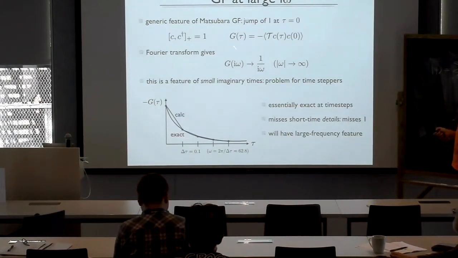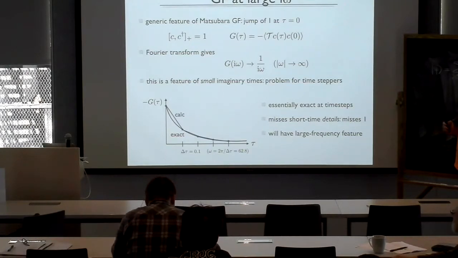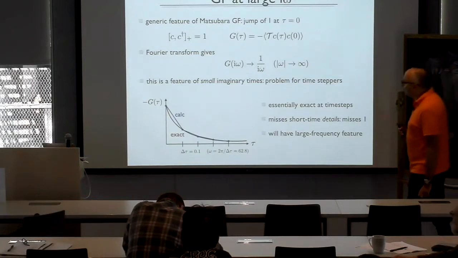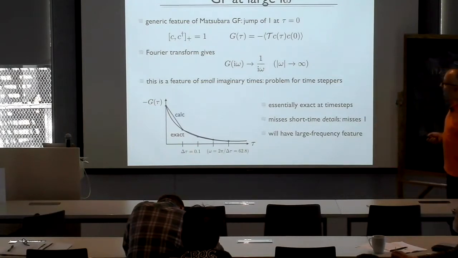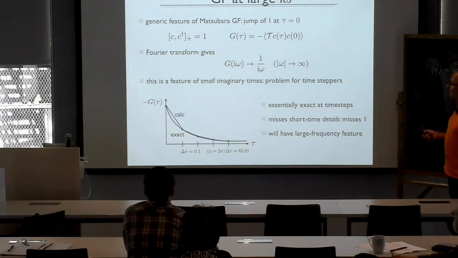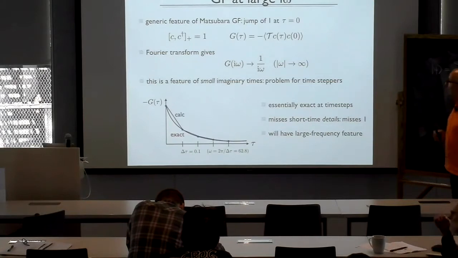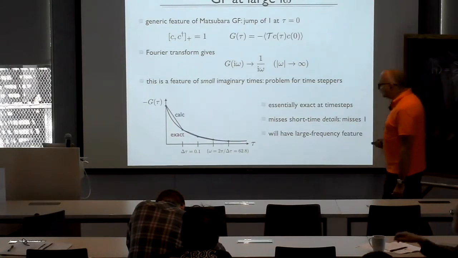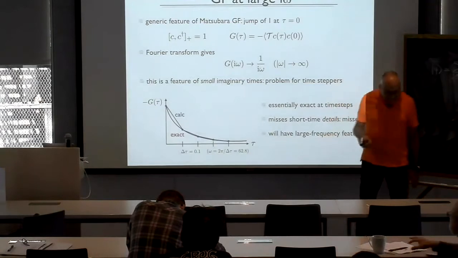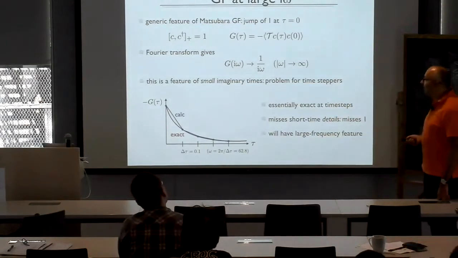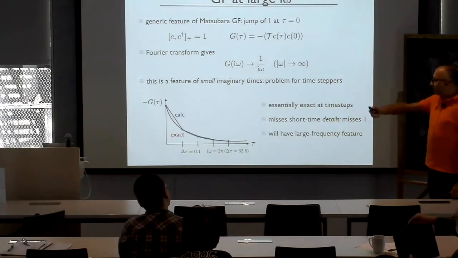Well, it's the very fundamental thing that the anti-commutator and the definition of the Green's function with the time ordering conspire to have a jump of 1 at tau equals 0. And if you Fourier transform that, that will result in the Green's function for large frequencies being exactly like 1 over i omega. And this is obviously a feature of small times because it comes from there. And this immediately presents a problem for DMRG time evolution because it's usually done in the form of time steppers. You calculate little time steps.